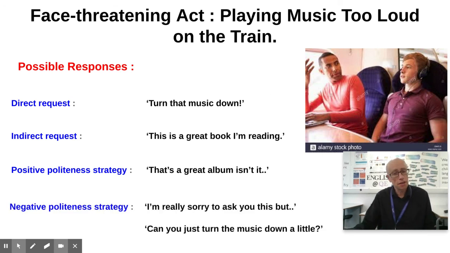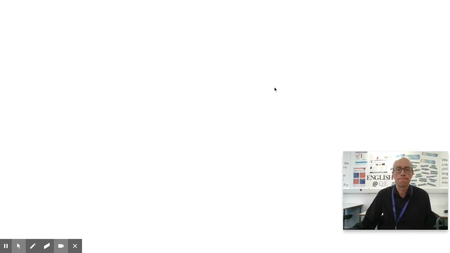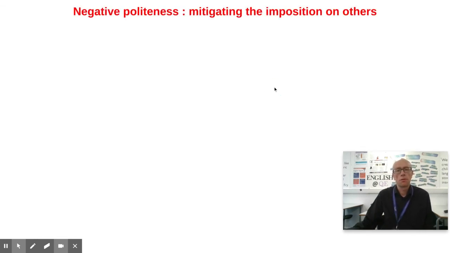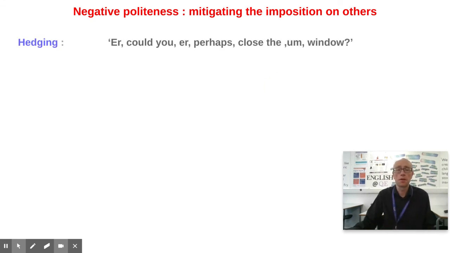On the other hand, a negative politeness strategy might be to say something like, look, I'm really sorry to ask you this, but can you just turn down the music just a little? Okay, so all those polite, indirect bits in that last phrase, those are negative politeness strategies. Okay, so when we do negative politeness, we try to mitigate the imposition on others, and we do it in lots of different ways. Quite often we hedge.